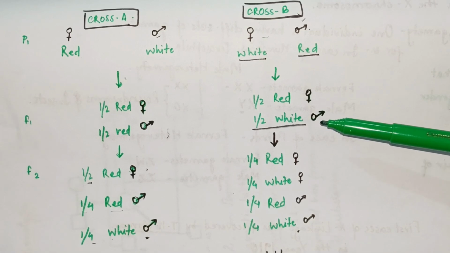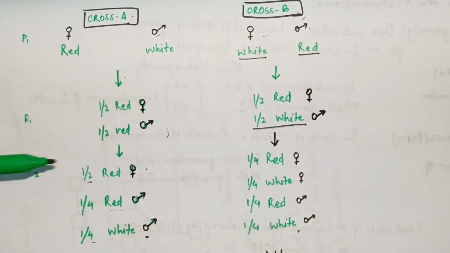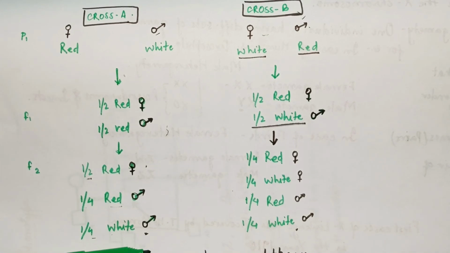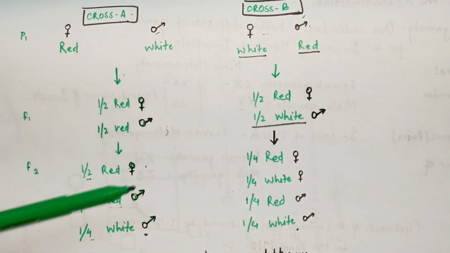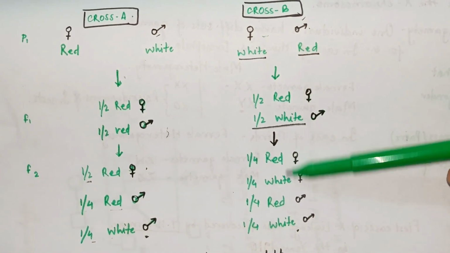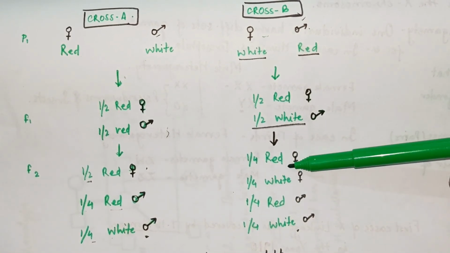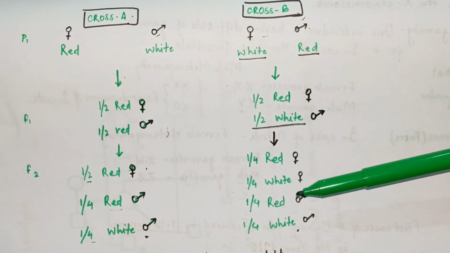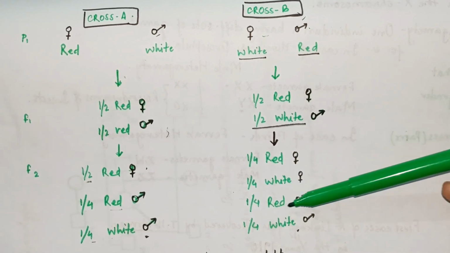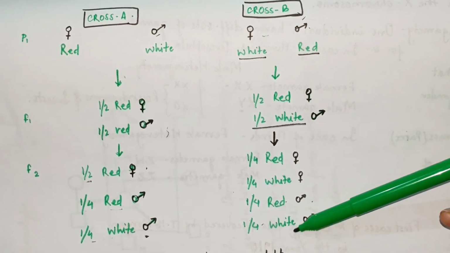So next thing to consider was the F2 generation, where 1/4 were white-eyed males and no white-eyed females. But in the F2 generation of cross B, all the possibilities were visible: 1/4 of the population were red-eyed females, 1/4 were white-eyed females, 1/4 were red-eyed males, and 1/4 were white-eyed males.